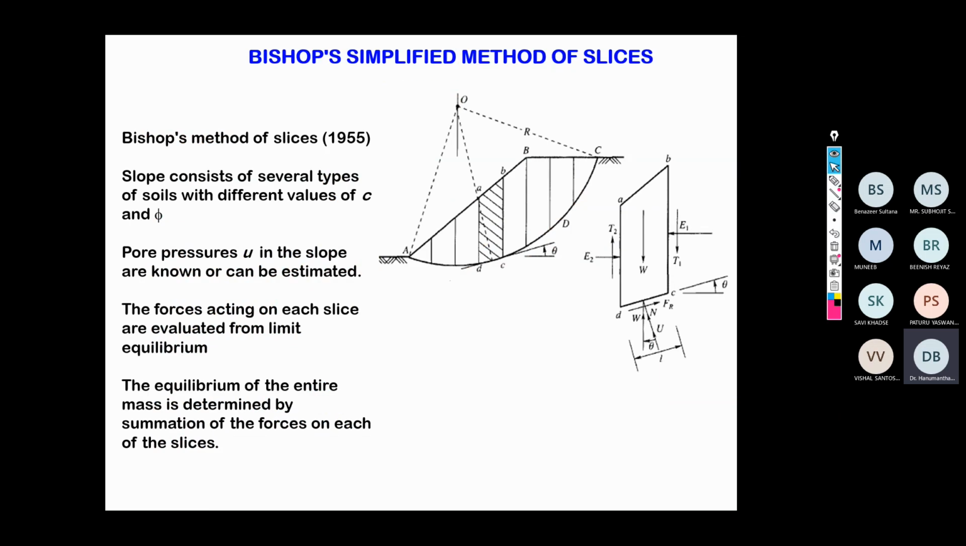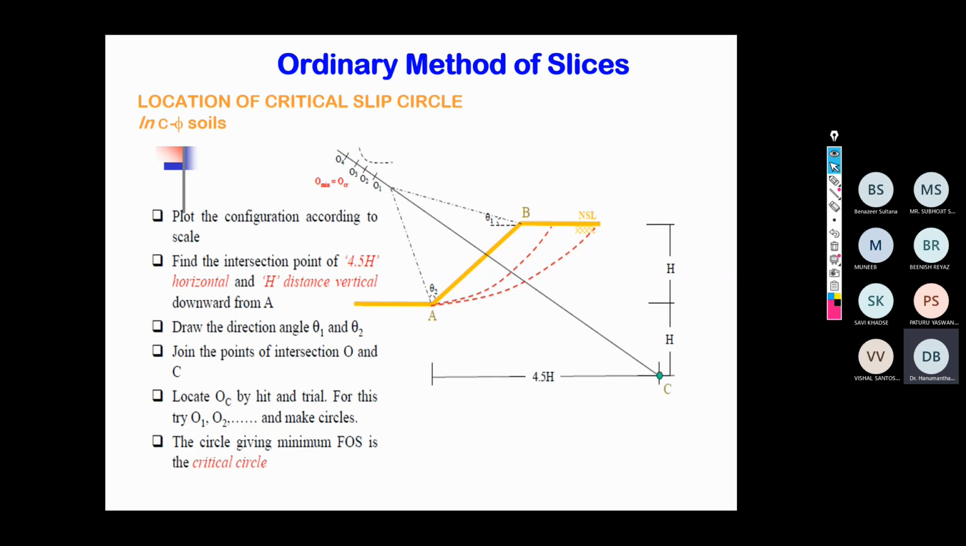So that's all about identification of the center of the slip circle in cohesive soil for toe failure, for base failure, and in c-phi soil for toe failure.